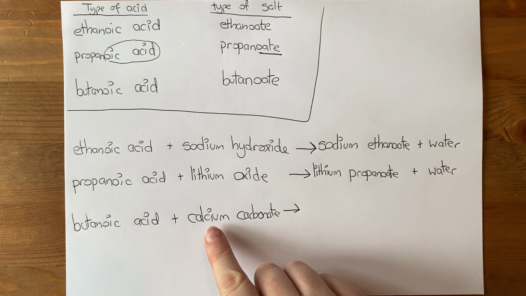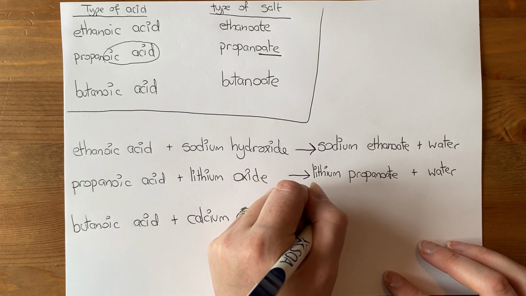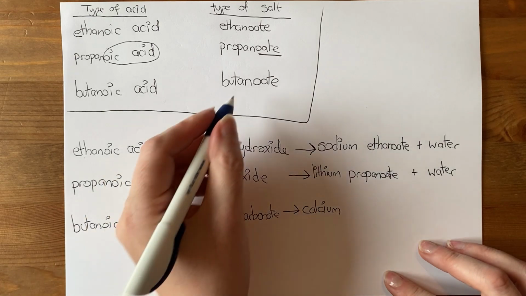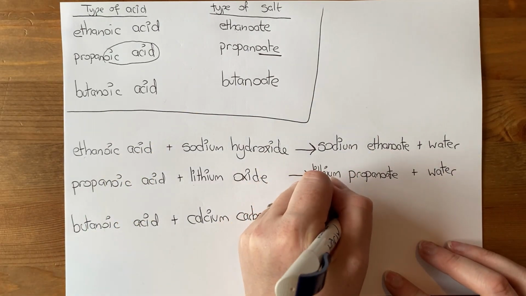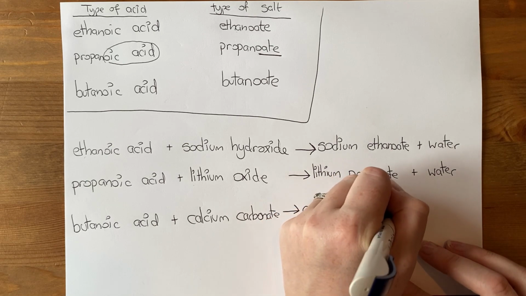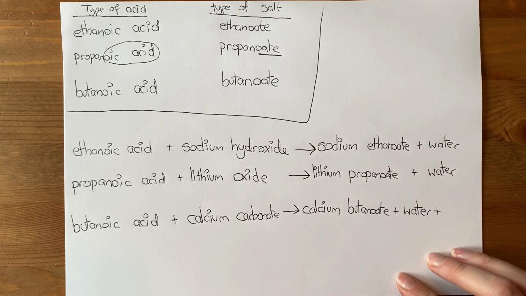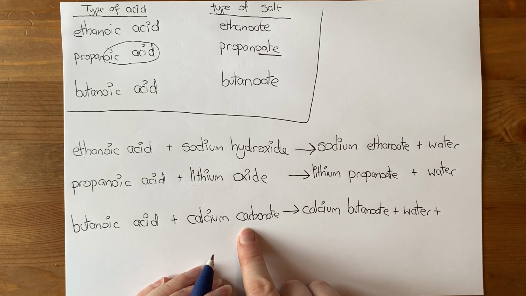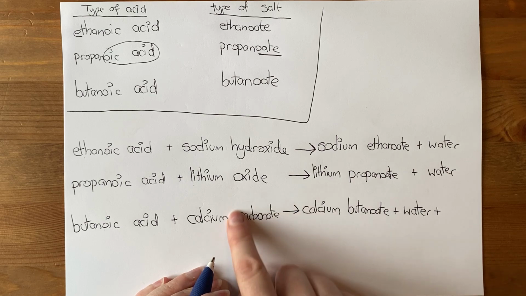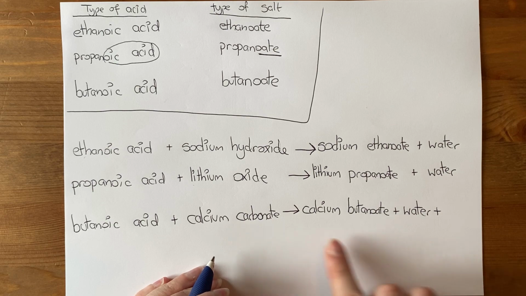Using the rules from before, take the first part, and then the type of salt that my acid makes, plus water, always remember. However, I have another product. I'm now using a carbonate. There's carbon in this, it's a CO3 group ion. There's no other carbon in here.